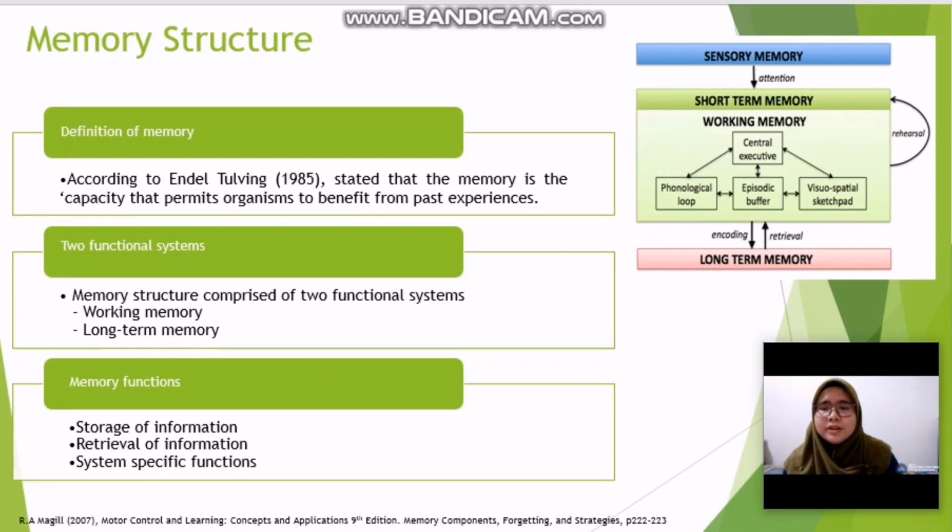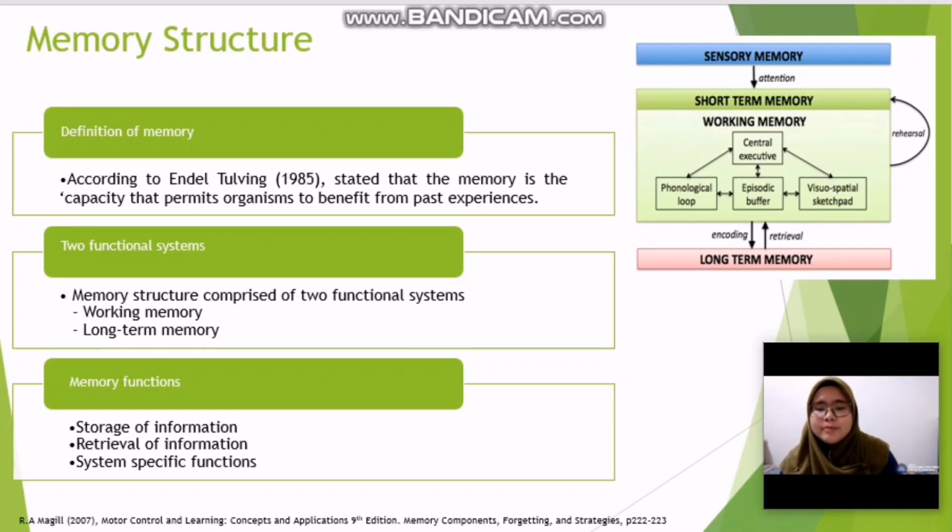Memory structure. I would like to explain to you about the working memory and the long-term memory. But first of all, we need to know the definition of memory. According to Kelvin 1985, memory is the capacity that permits organisms to benefit from past experience, which means that you remember something from the past. They have two functional systems, which are the working memory or short-term memory and the long-term memory.